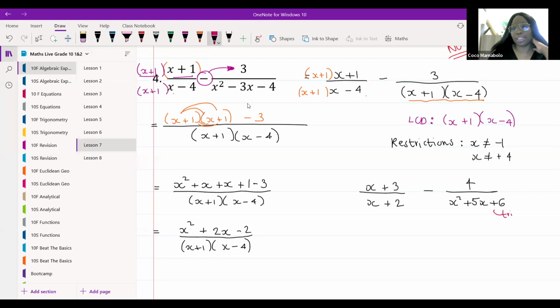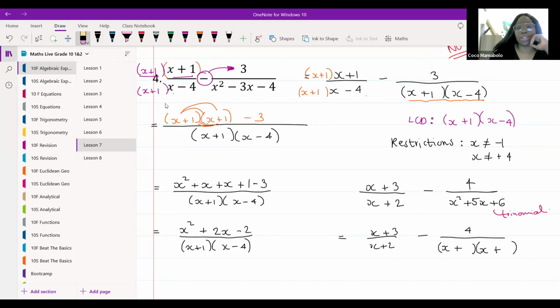Good. It's a trinomial. Excellent. Right, so let's go ahead and do that. Okay, so I'm going to get x plus 3, x plus 2 minus 4 over, and then I've got 2 brackets. What goes in each of these brackets? X, and both of them will have a plus sign. Good, a plus and a plus. And then what about my sum, my numbers? 2 and 3 or 3 and 2. It didn't matter. Good. 2 and 3.